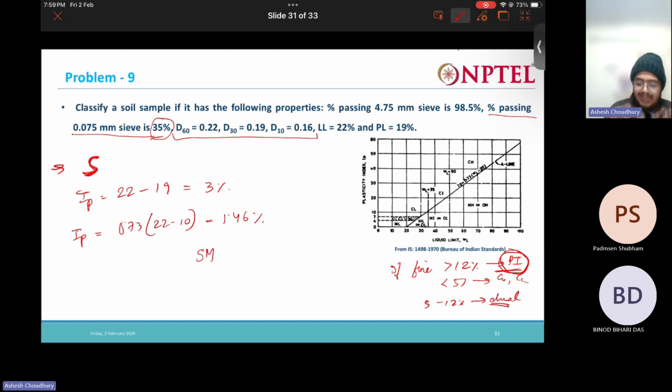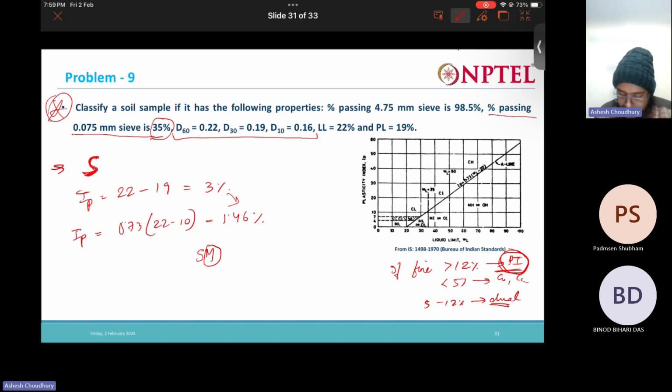How are you saying this is SM? You are saying M because this 3% is greater than 1.46, so obviously it might plot above the A line. So it is M. Like this you are saying, right? Now, if I tell you that SM is not the correct classification, what will you tell me then? Actually this is a critical case. This is important. This is a critical problem.